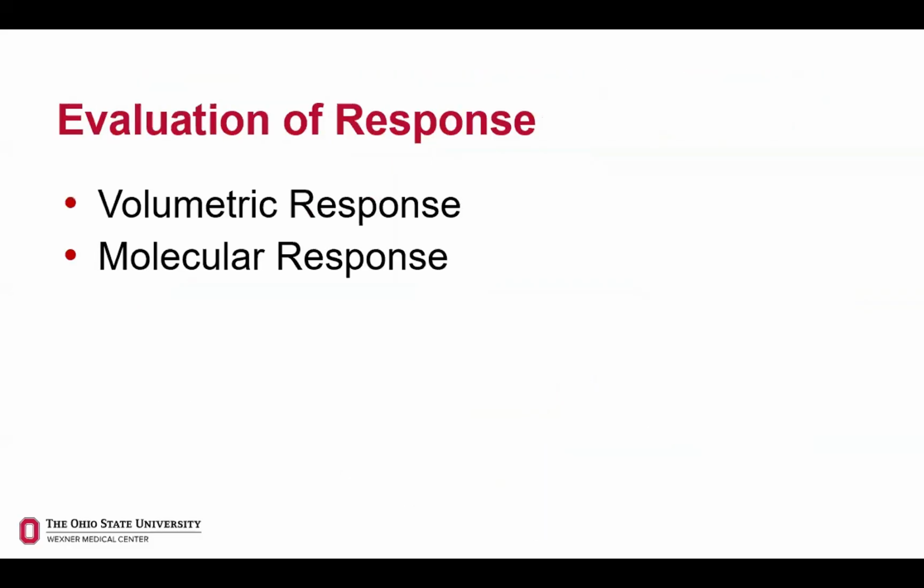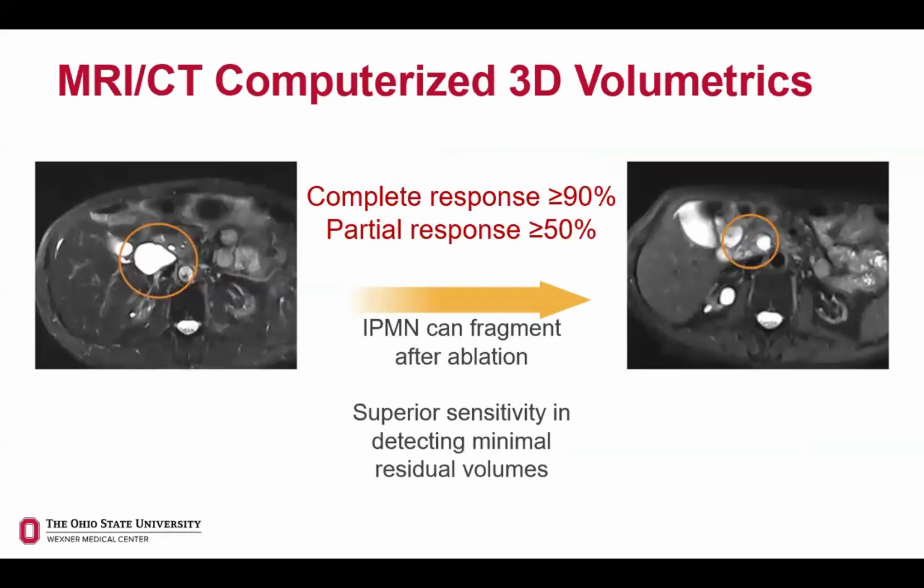So in terms of response, we have volumetric response, and then you have molecular response. For volumetric response, since it's a highly sensitive measure of the volume, we define complete response as more than 90% and partial response as more than 50%. And again, as I said, IPMN does fragment, and that's what's left after ablation. The reason to be highly sensitive about this is every tiny bit of IPMN left does matter, and you have to document it in your research results.